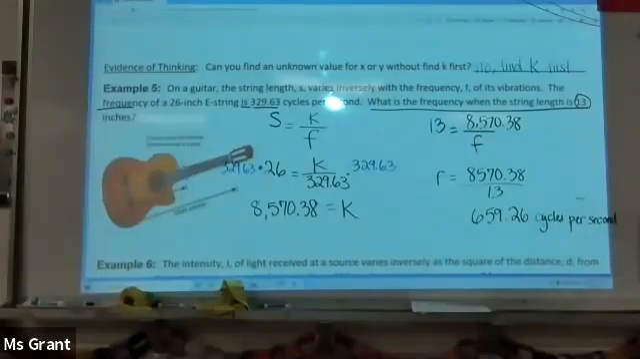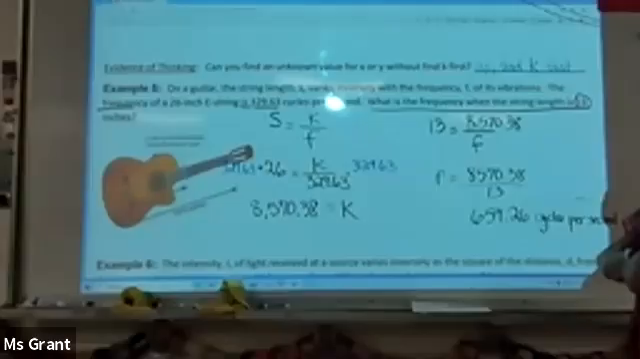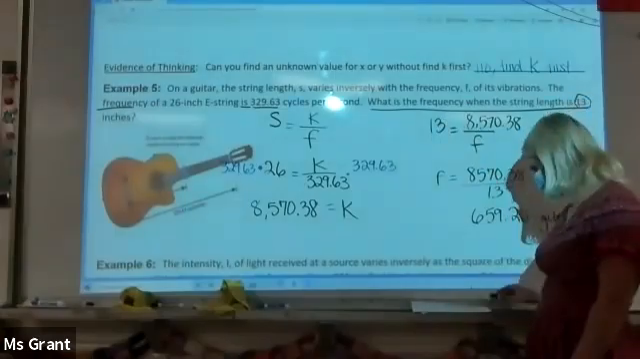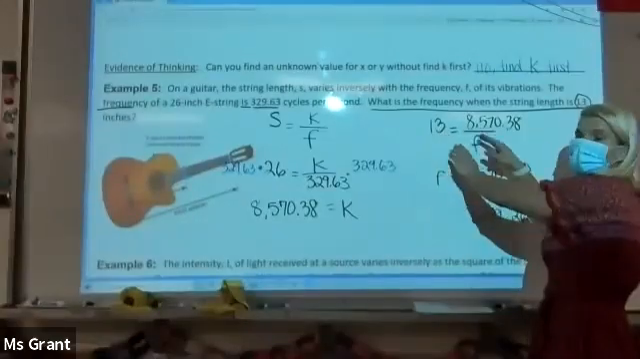Okay. Miss Grant? Yep. Wait, so you switched F in the denominator, but then, oh, never mind. Because it asked me, what's the frequency? It didn't ask me what's the string length. Yes, this is totally legal in math.